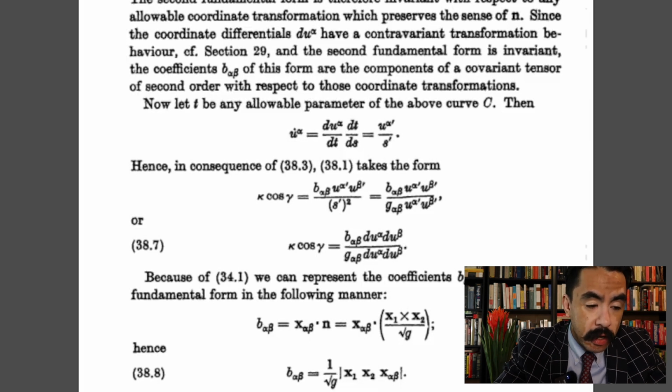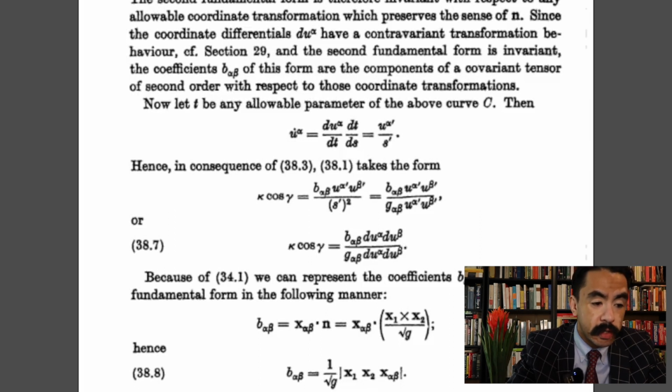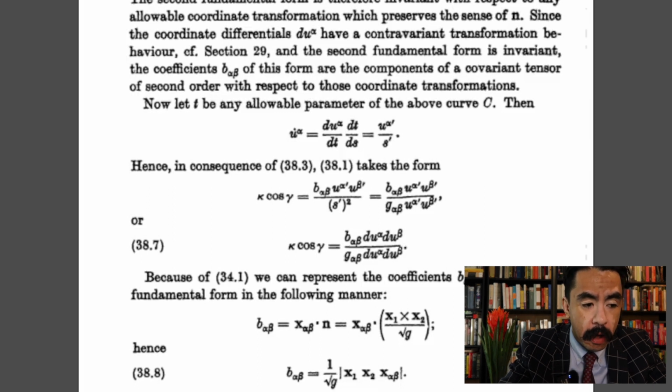This fraction is then equal to another fraction with numerator b_αβ u'^α u'^β and denominator g_αβ u'^α u'^β. Or κ cos γ equals a fraction with numerator b_αβ du^α du^β and denominator g_αβ du^α du^β.